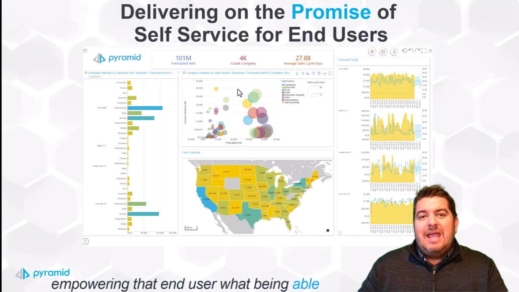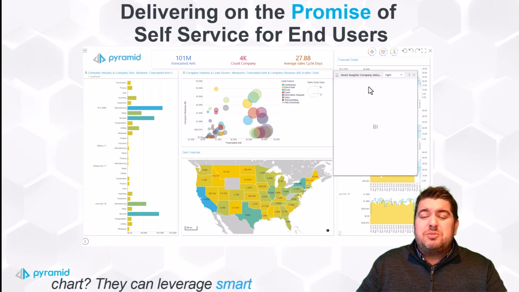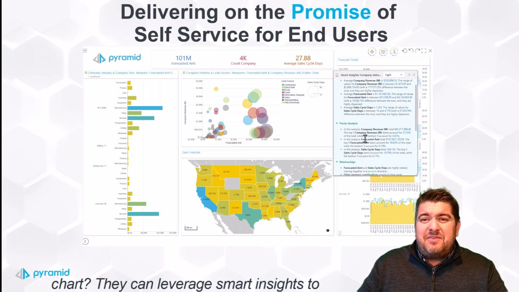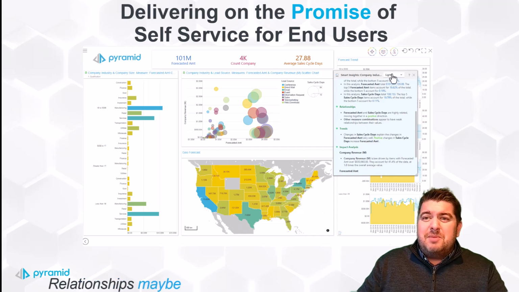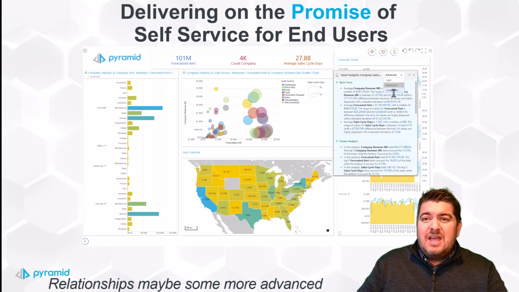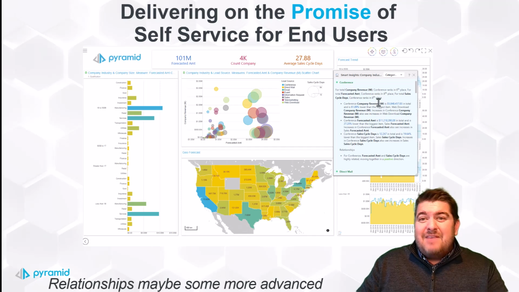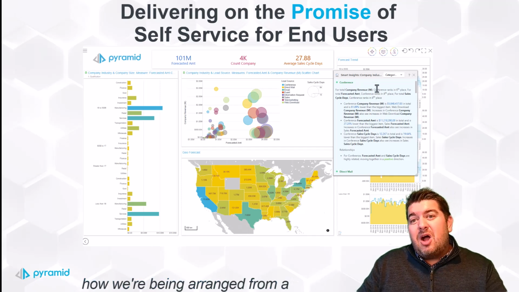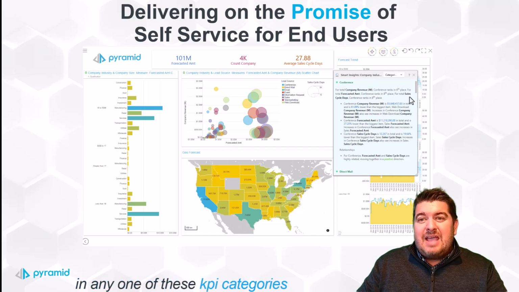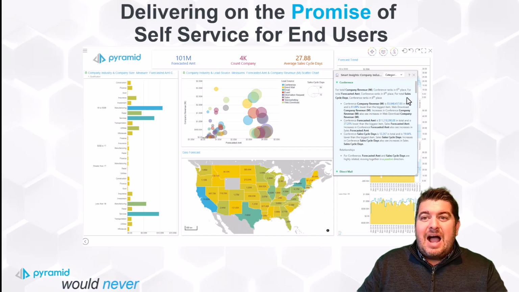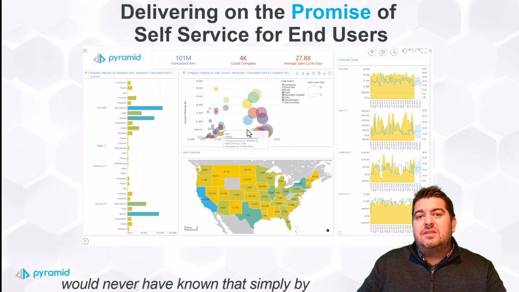What about being able to explain what's going on within a particular chart? They can leverage smart insights to be able to see basic facts, Pareto, relationships, maybe some more advanced options, as well as categorical. If I look at how we're being ranked from a conference perspective, I'm not doing great in any one of these KPI categories. I would never have known that simply by looking at this chart.